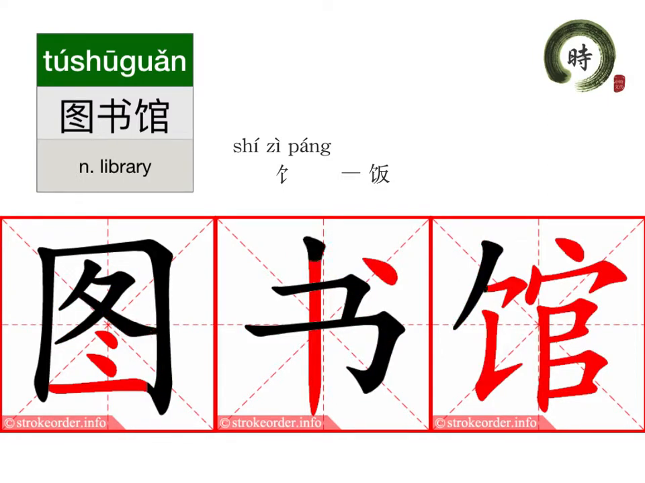Perfect! Now let's have the third watch. And this time, please pay attention to the order of the strokes. Perfect! So 图书馆 means library.